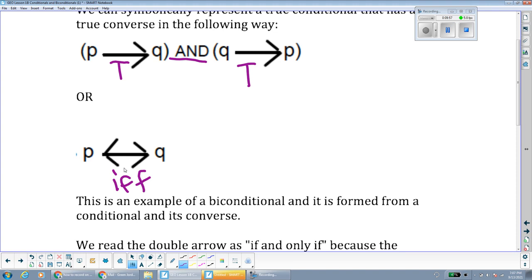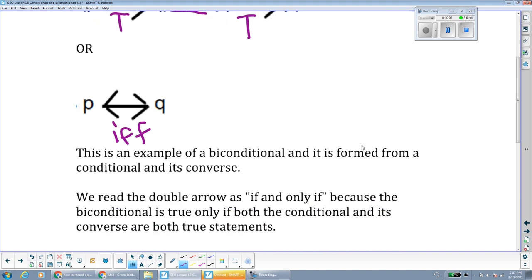So a biconditional is formed from a conditional and its converse. Once again, the converse has to be true as well. We read the double arrow as if and only if. We talked about that already, because the biconditional is true only if both the conditional and its converse are both true statements.